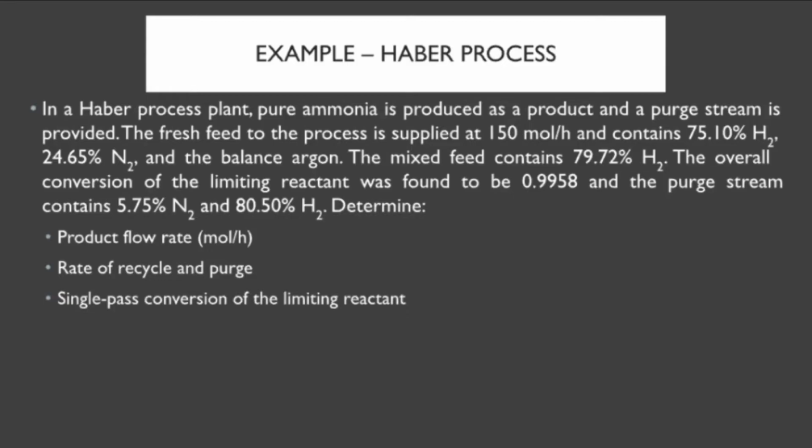We want to determine the product's flow rate in moles per hour, the rates of recycle and purge also in moles per hour, and the single pass conversion of the limiting reactant. What's important to take note here is that in the problem, we are given a value of the conversion, that's 99.58%, but this is the overall conversion of the limiting reactant. The single pass conversion is a different value from the overall conversion. We will illustrate that later. But first, let us draw our diagram and complete our given.